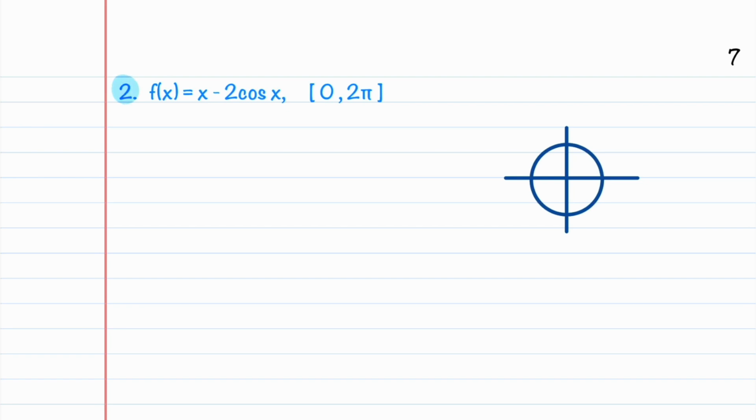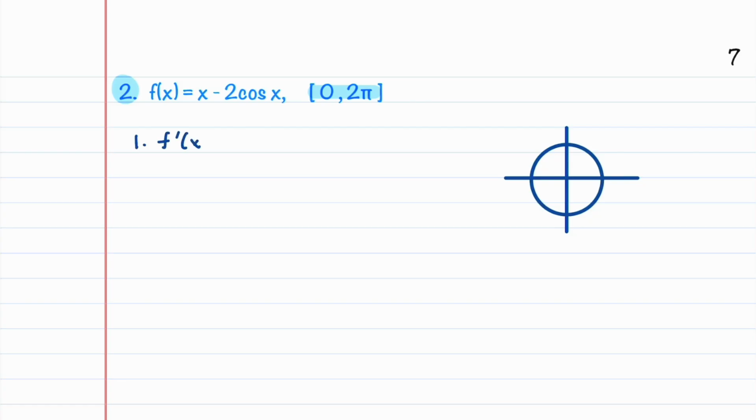Let's now look at our second example. This one has trig in it, and I always think the trig ones are the hardest ones, so I wanted to make sure to include this. Our function f of x is x minus 2 cosine x, and our interval is from 0 to 2 pi. Our first step is to find the critical numbers, so we're going to start by taking the derivative.